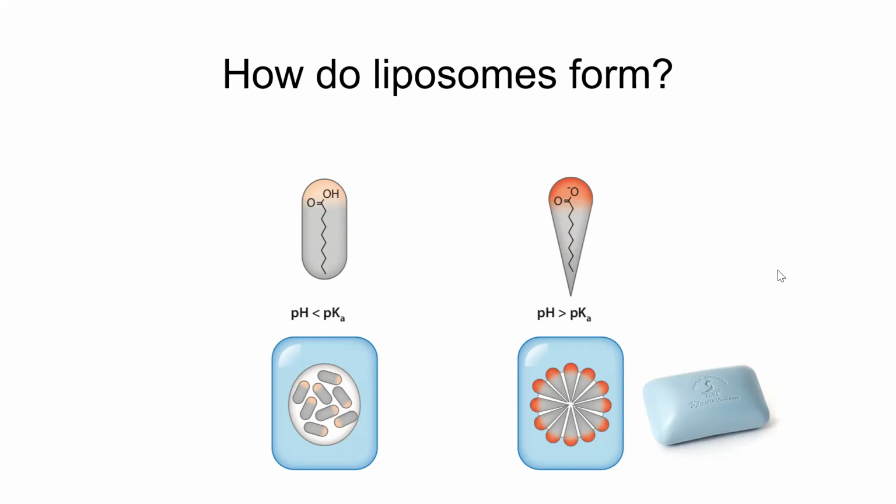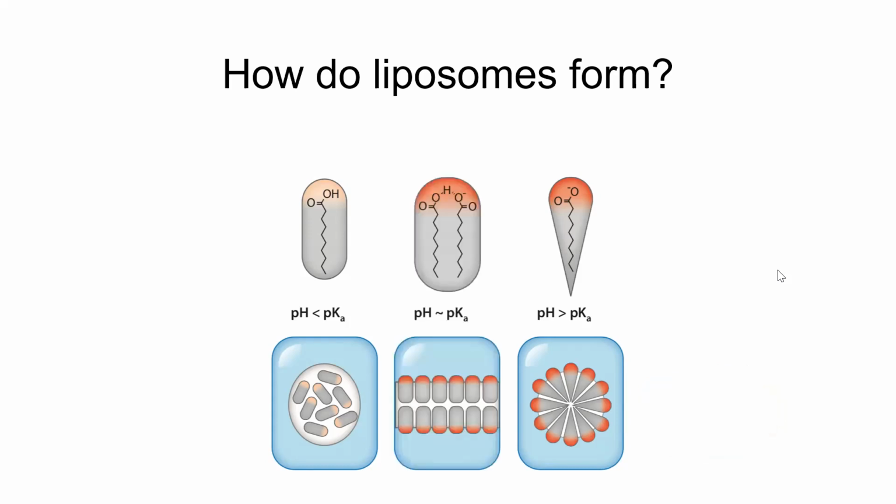So if you look at the pictures we have here, we still haven't made membranes. I said that when we have the carboxylic acid in its protonated form on the head group, which happens at acidic pH, we have oil droplets. When we have a higher pH, we have a deprotonated form of the carboxylic acid, and we have micelles. So what happens in between?